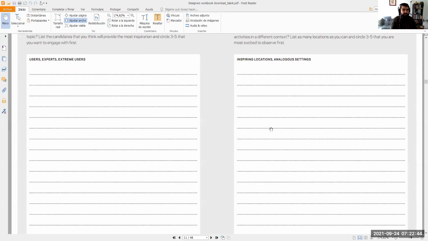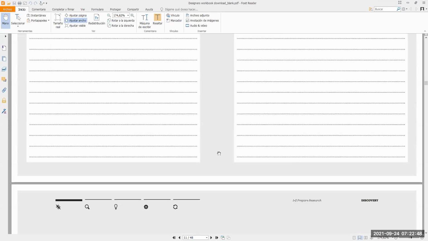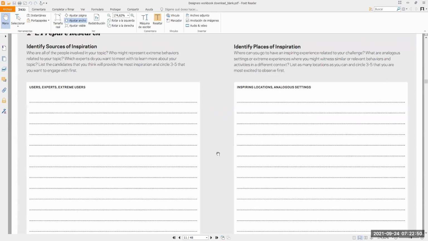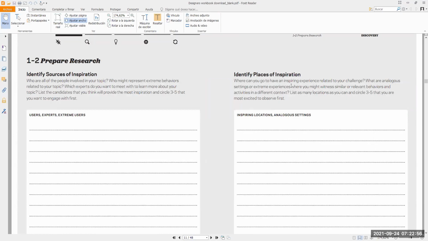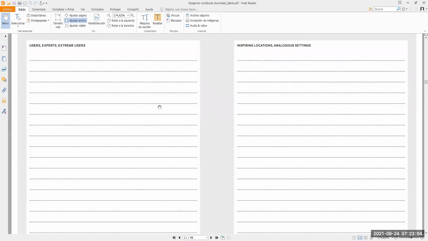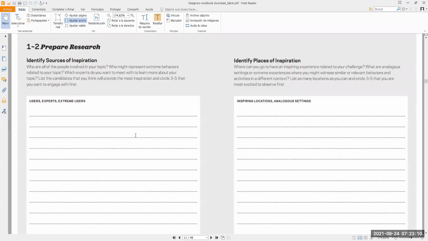You see, just the names of the places. And here, just the names of people. Go for volume. So here, when we do this first, just put as many names as you want, as many places as you want. And then when you do it, look at this. You have to list them and circle the three or five that you want to engage first. So choose the 3 or 5 that you say, well, these are the most interesting for us to check.